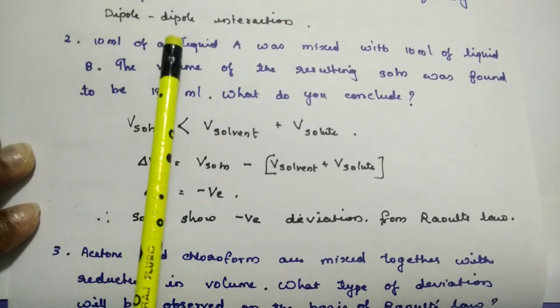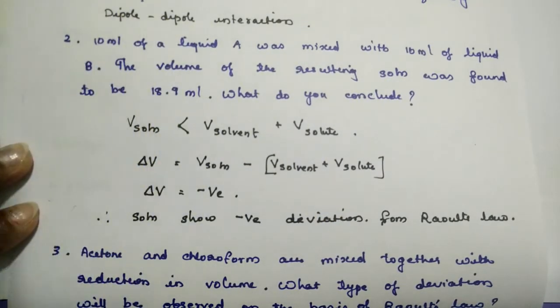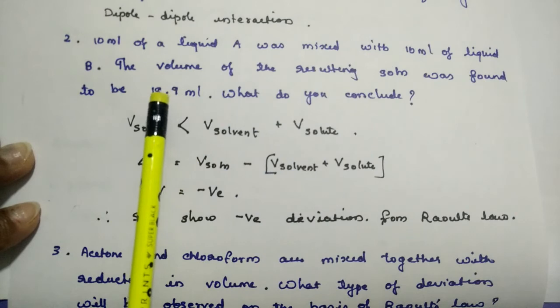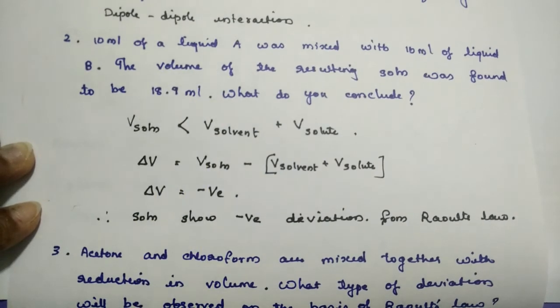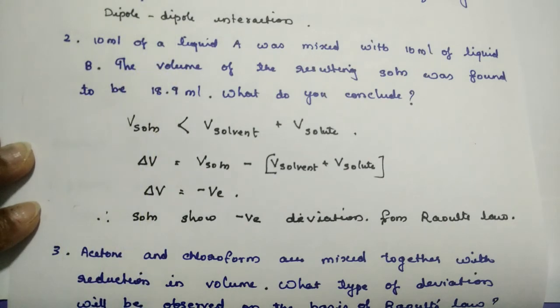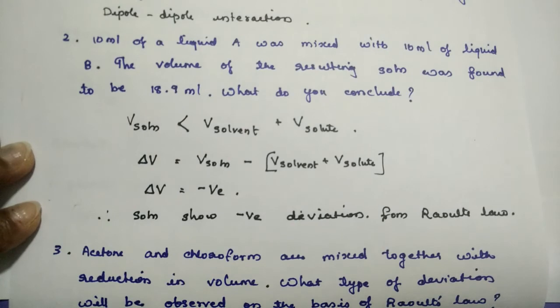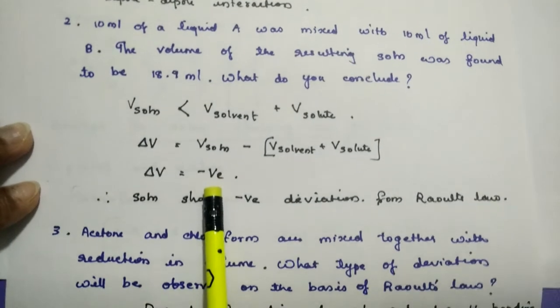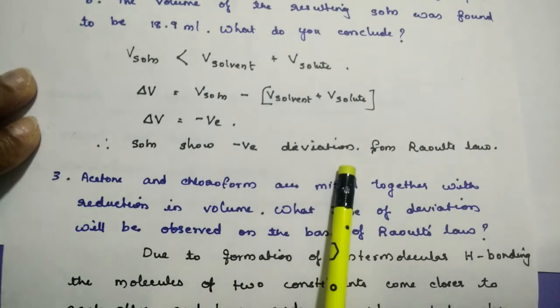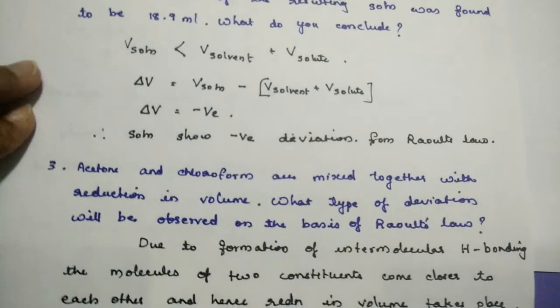If you are getting 10 plus 10, 20, then we can say it is an ideal solution. But here you are getting a resultant solution having a volume of 18.9 ml. That is, the volume is less than 20 ml. So a decrease in volume is taking place, so negative deviation. Delta V is negative. So the solution shows negative deviation from Raoult's law.